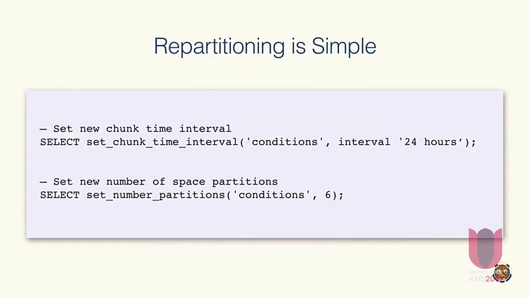If you want to repartition, it's also simple. You just set another time interval, or you set another number of partitions. And this will apply to any uncreated chunks. The existing chunks in the system will remain partitioned the way they were when they were created. So this will only apply to future chunks. But if you have a retention window, eventually you will phase out the old partitioning scheme.